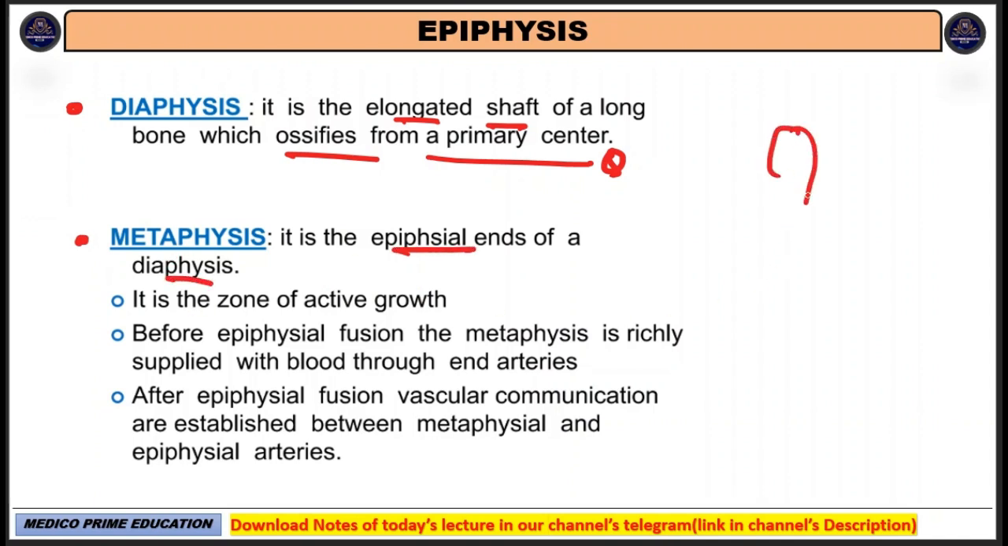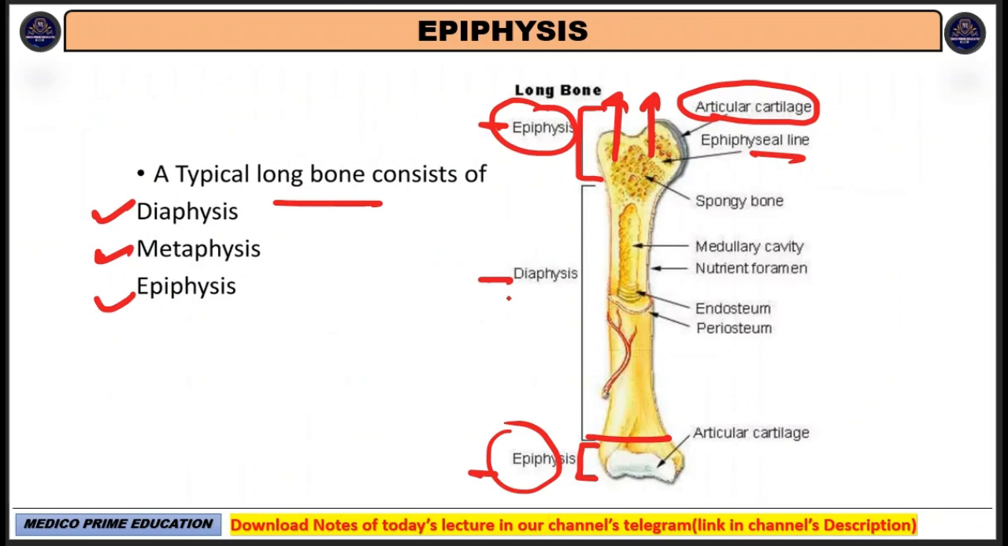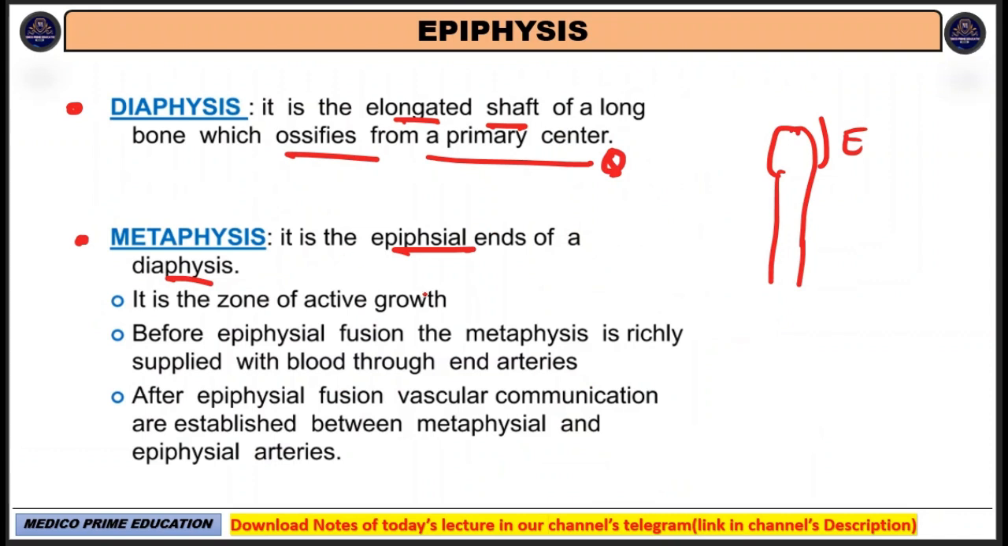So if we draw it like this, this is the long bone. This is the epiphysis, and this is what lies in between the diaphysis and epiphysis. This is the epiphysis, this is the diaphysis. Understand? This part is the diaphysis. The diaphysis has two ends, and this is the epiphyseal end. So the metaphysis lies here. This is the metaphysis.